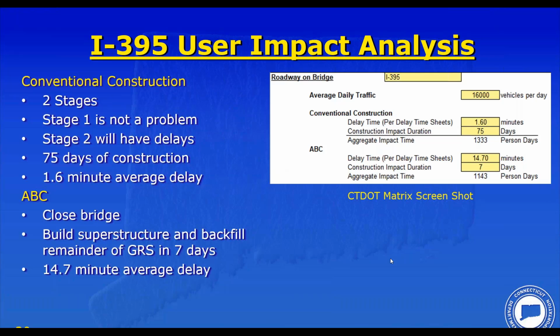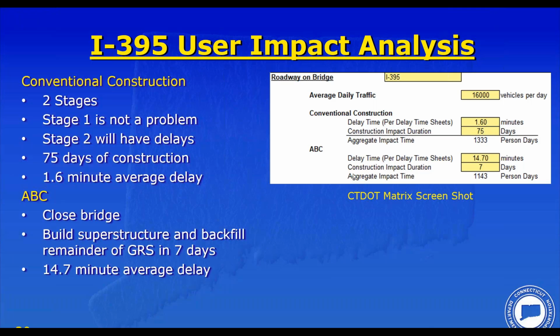So let's look at the analysis of I-395 with regard to conventional construction with 2 stages versus ABC with a full closure and a detour. So with 2 stages of construction, again, stage 1 is not a problem. Stage 2 will have delays. We're estimating 75 days of construction to build, to close the road, tear down the old superstructure, finish building the upper half of the GRS abutment, and then installing the superstructure and backfilling. We estimated 75 days. There's a 1.6 minute average delay time, which we just calculated for 75 days.